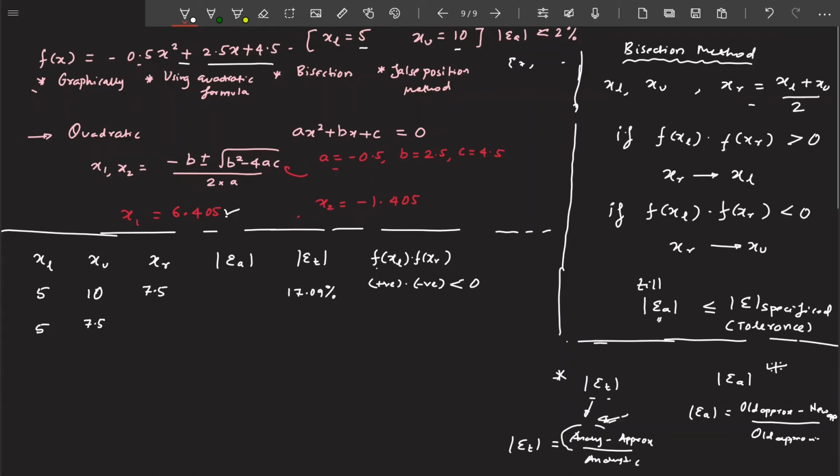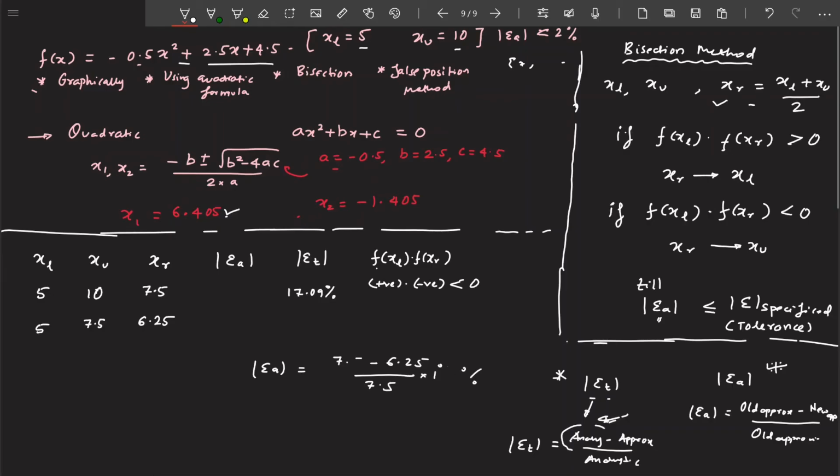So again, what you're going to do is find out the value of XR. How are you going to find out the value of XR? XR is going to be XL plus XU divided by 2. So again, 5 plus 7.5 divided by 2 comes out to be 6.25. Okay, I think now you can find out the approximate error. What is the value of EA? Old value 7.5 minus new value 6.25, divided by 7.5, into 100.